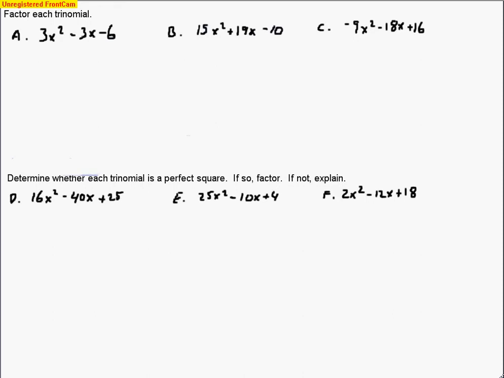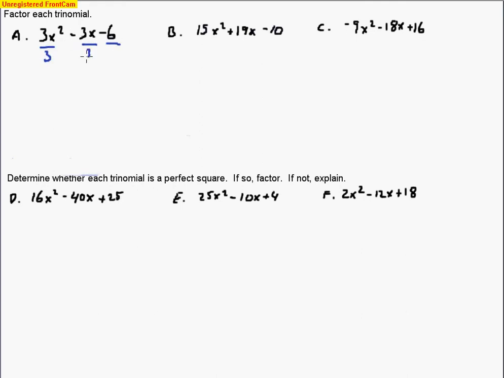Today we're going to use factoring strategies to be able to factor these trinomials. Let's take a look at the first problem here. And my first strategy is always to look at each of the terms and see if I can make it an easier problem. And I see that each of these has a factor of 3.